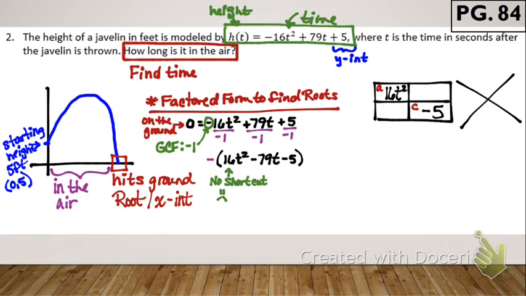On my X, I'm going to take the A and the C and multiply them together. So I'm going to take 16 times -5, -80. So I need two numbers that'll multiply together to give me -80, but when I take those same two numbers and I add them, I get my B term, which is -79. -80 and 1. So I'm going to have -80t and a +1t inside my box.